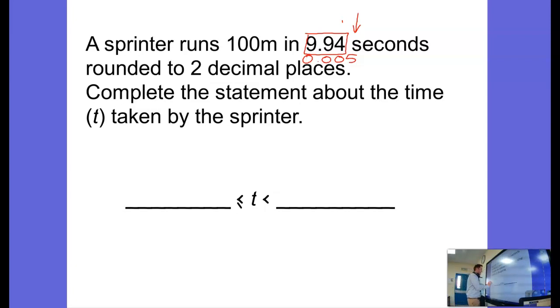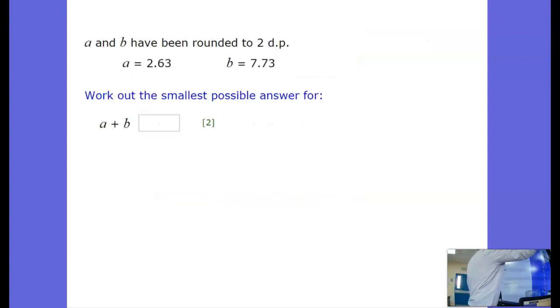So we're going to get 9.935 because we've taken away the 0.005, and on the other end 9.945 because we've added on the 0.005. So there we go. There are different upper and lower bounds calculations. Now we're going to get into applying those to some operations.